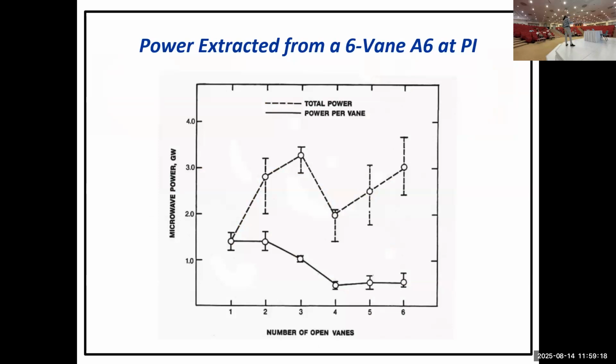Now this figure shows the power and the number of cavities, if you open number of cavities, and this is the total power. The total power, if you open 1, 2, 3 cavities, increases, but if you open more cavities, decreases because you're losing resonance, basically. You're not interacting efficiently with the electron field.